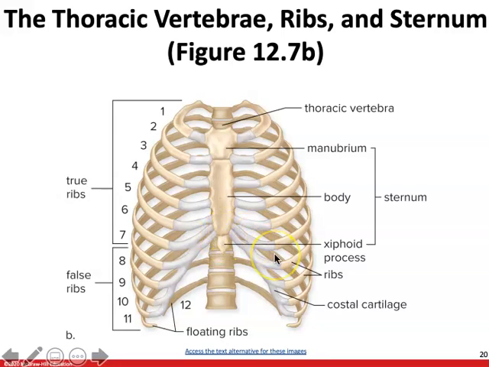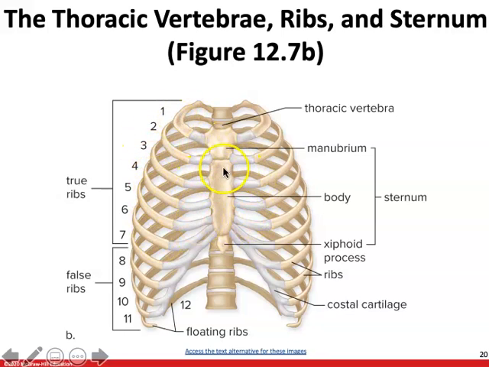Now we do separate the difference between true ribs and false ribs. True ribs, ribs 1 through 7, connect directly to the sternum by means of a long strip of hyaline cartilage that's called a costal cartilage. So that region right here, this is our costal cartilage. Our true ribs are going to connect to the sternum.